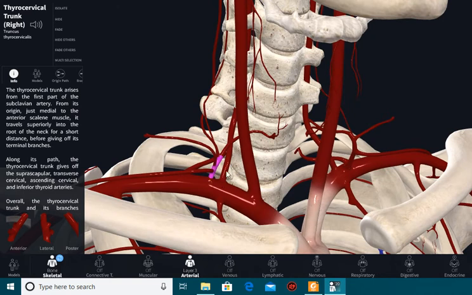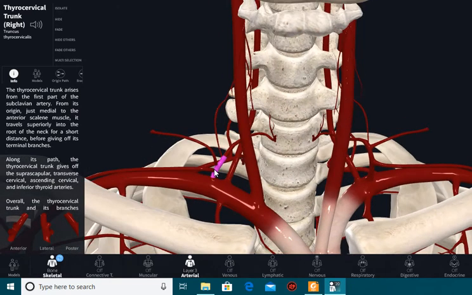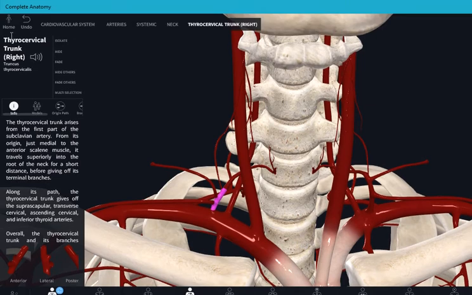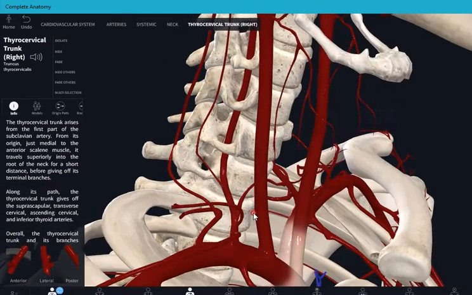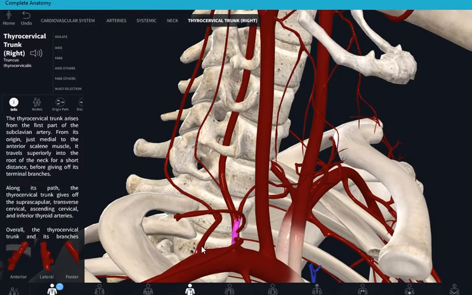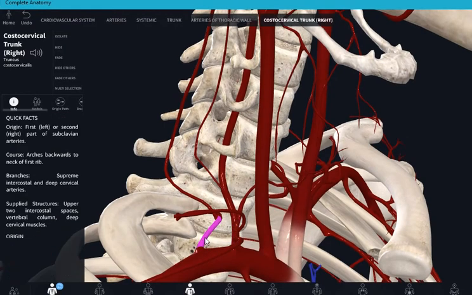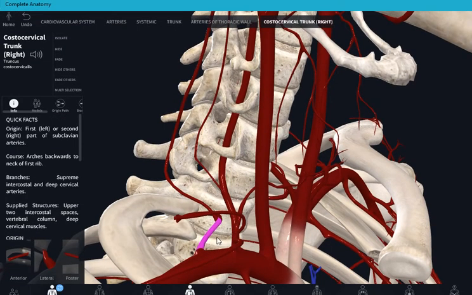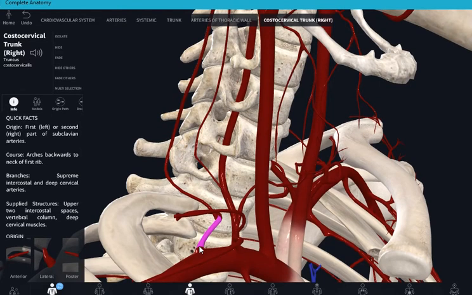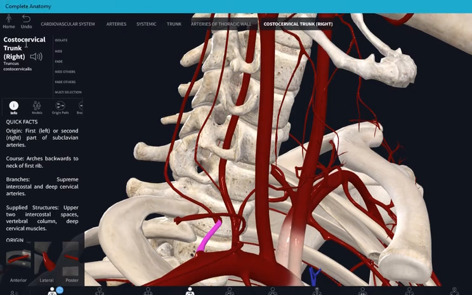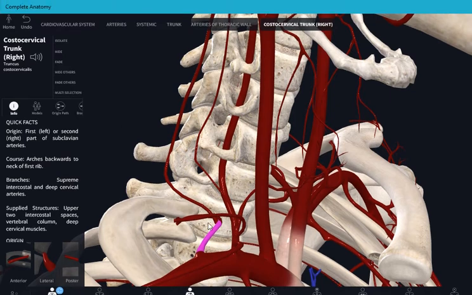At this portion here we have the vertebral artery. At this portion here we have the thyrocervical trunk. So the name comes from thyrocervical trunk. The next one here is the costocervical trunk. As you can see from here, we have the costocervical trunk. Now from the name we see that the costocervical trunk is going to supply the cervix. When we say cervical, it is the neck. It's going to supply the neck.